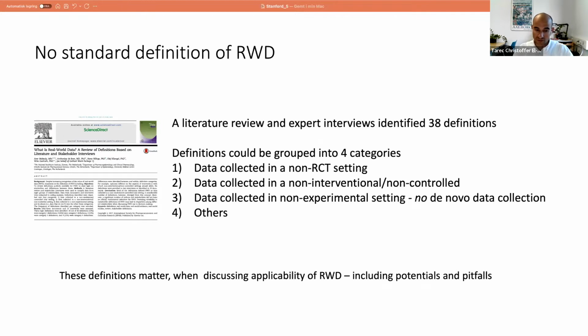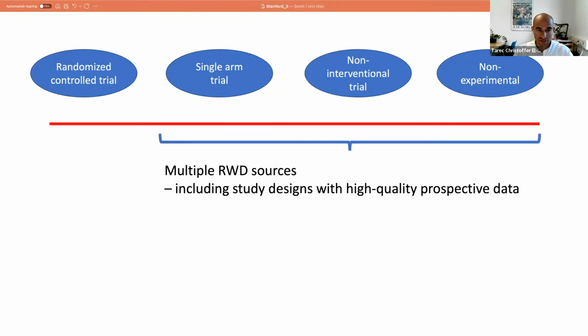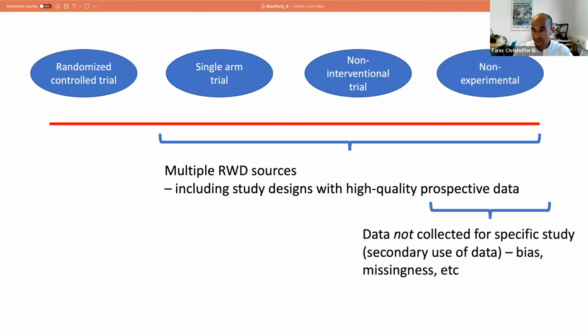And these definitions actually matter quite a lot when you discuss the applicability of real-world data and the potential and pitfalls. Because if you look at this like on a line from the more conservative definition to the most extreme definition, then considering that everything outside a randomized clinical trial is real-world data, that would include single-arm trials, non-interventional trials, and also the non-experimental data. This is really a lot of different sources for real-world data, and this also allows for a lot of different study designs with very high quality data. On the other hand, if you only consider data that is collected in a non-experimental setting as real-world data, then you have much more limited data, and then you have all the issues of missing data and bias. This is really the situation where you can talk about the secondary use of data that was collected for another purpose.